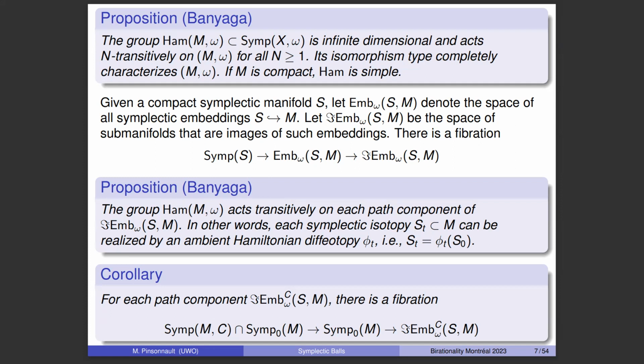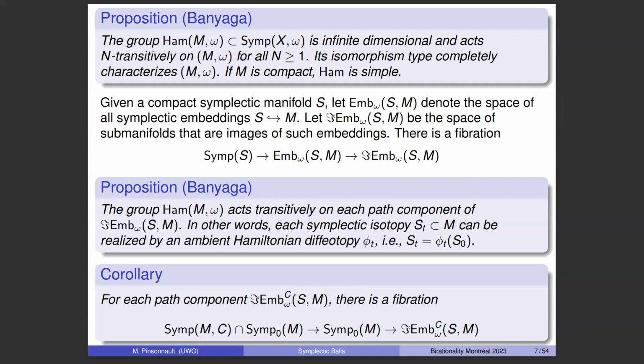Oh, I just recalled, what is capital C? Okay. So capital C is that you just pick one embedding and you look at the component of this embedding in the space of all images. So it's just the component of a specific embedding. Yes.